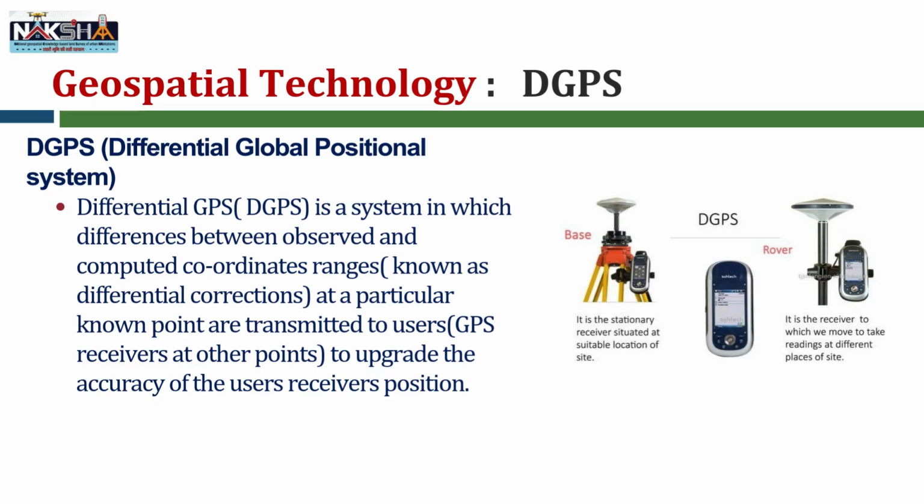DGPS works by comparing the observed coordinates at a known reference point with the computed coordinates and calculating the differences, known as differential corrections. These corrections are then transmitted to GPS receivers at other locations, allowing them to refine their own positions and significantly reduce errors caused by atmospheric delays, satellite clock inaccuracies, and other factors. As a result, DGPS provides enhanced accuracy for navigation, mapping, and other geospatial applications.